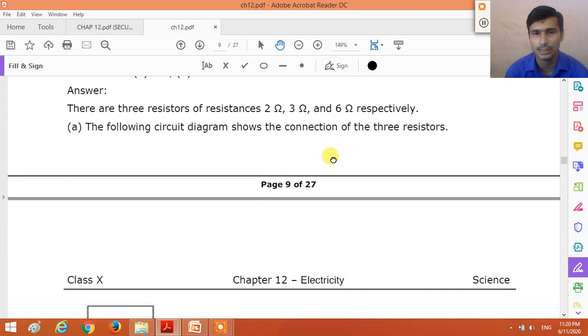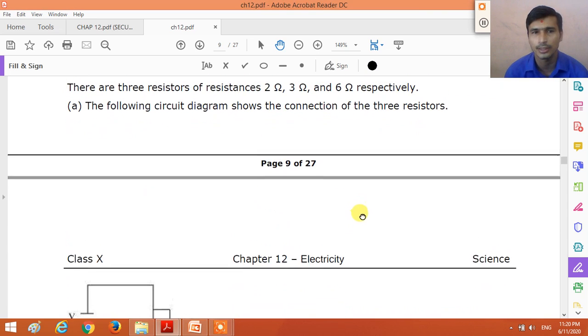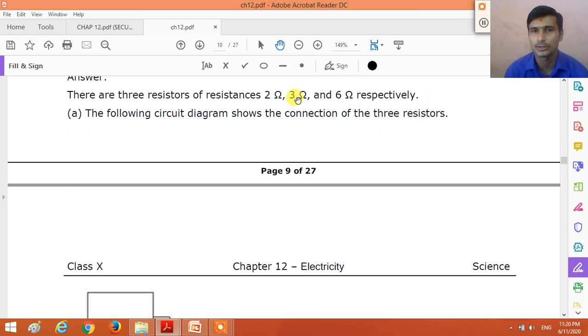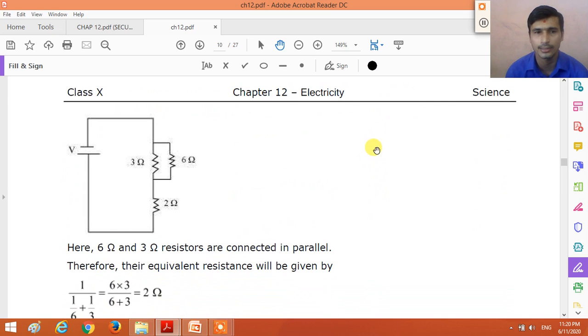So for the first part, 2 ohm, 3 ohm and 6 ohm resistors are given to you. Now these three resistors are connected like this: the 3 ohm and 6 ohm resistors are connected in a parallel combination, and with this combination the 2 ohm resistor is connected in series. Now calculate the equivalent resistance.